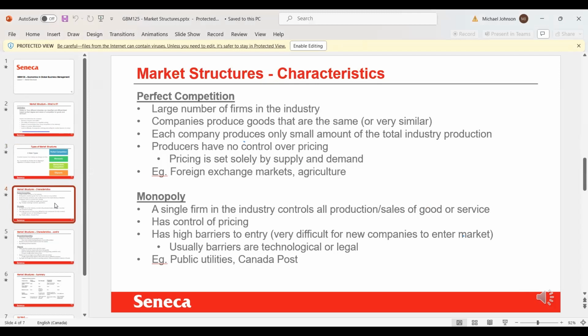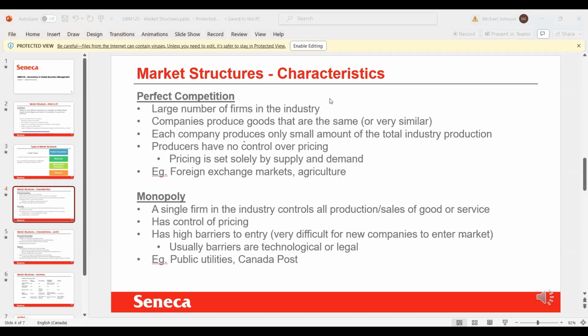So market structure characteristics. Perfect competition: a large number of firms in the industry. Companies produce goods that are the same or very similar. Each company produces only a small amount of the total industry production. Producers have no control over pricing. Pricing is set solely by supply and demand, e.g., foreign exchange markets, agriculture. That would fall under perfect competition in this case.